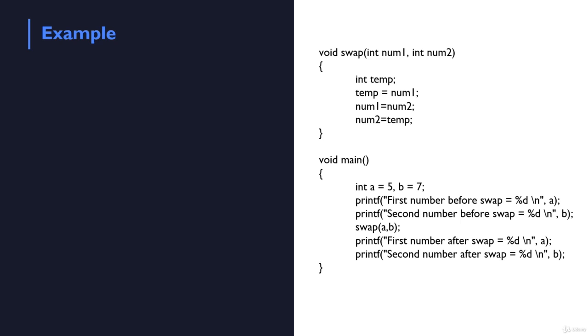And if we run this program right now, okay, you may just copy and run it on your own to see what happens. You will see that nothing really happened. It seems that the variables a and b were not swapped. And that's a very important note that you must understand.